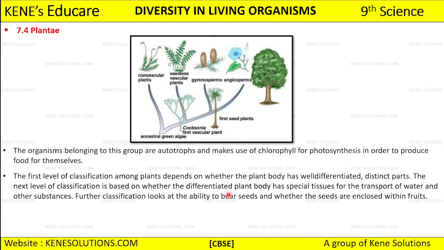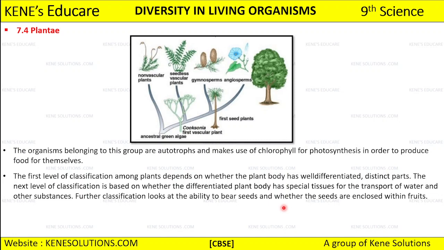Now the second level of classification is, if they have differentiated plant parts, like root and stem, then secondly you are going to check whether the differentiated plant body has special tissue so that it can transport water and other substances or not. Further classification looks at the ability to bear seeds and whether the seeds are enclosed within the fruits.